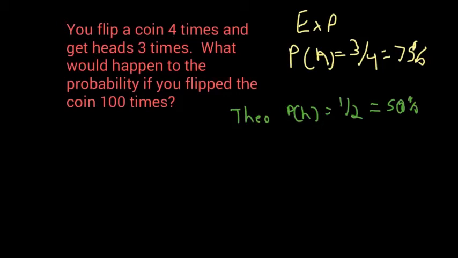What you notice is, if you only flip a coin 4 times, that's a very small sample size. So what's going to happen when you flip this 100 times is you're going to get closer to that 50%. We're starting at 75%, but the more times you flip that coin, the closer you're going to get to the theoretical probability.